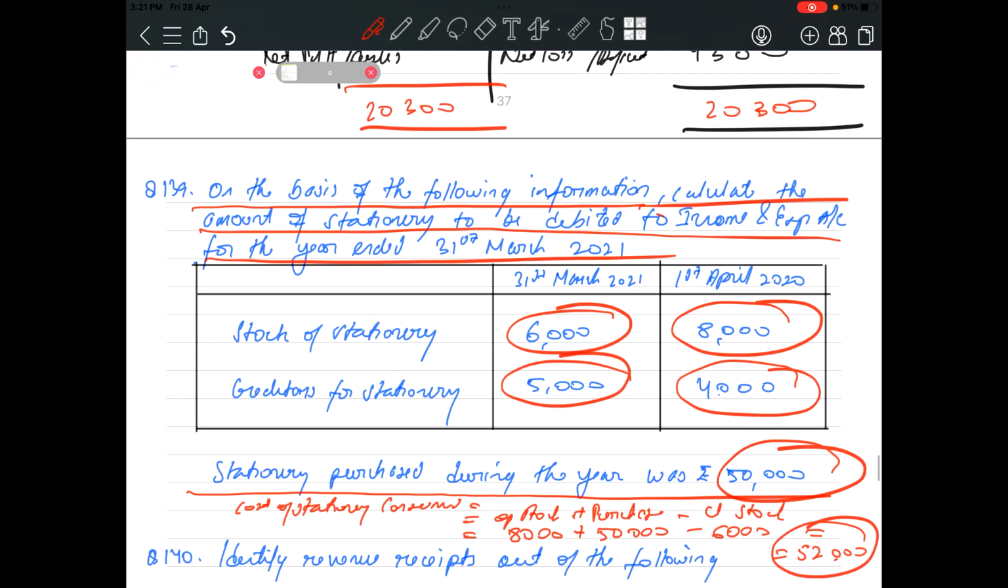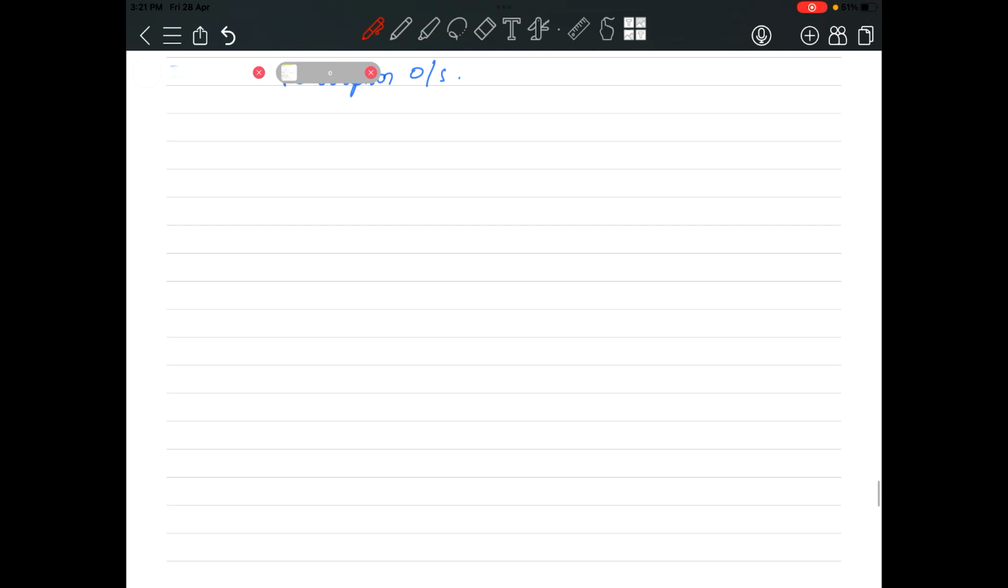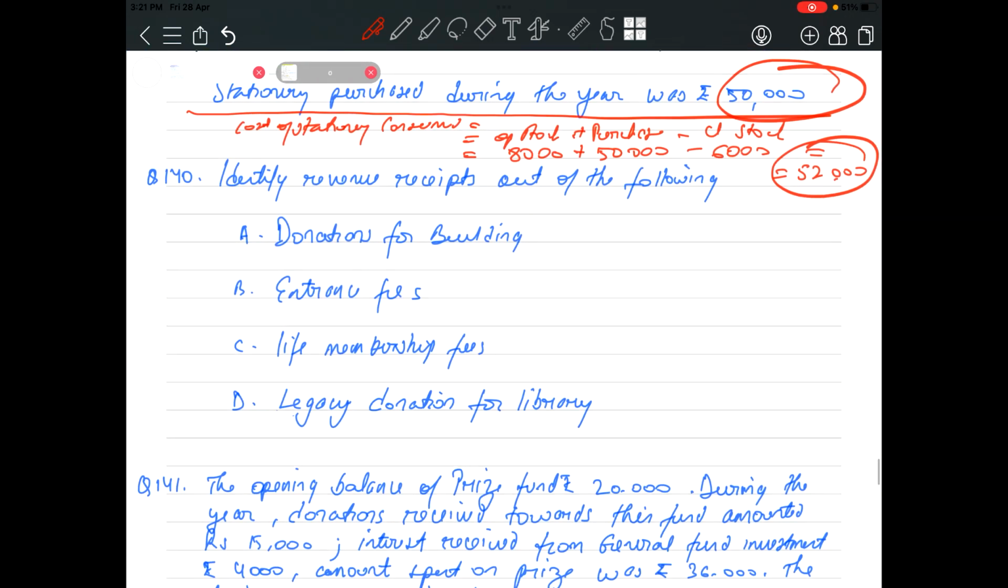Now let's move to question number 140. We are left with 3, 4, 5, 6, 7 questions only. So now let's move to question number 140. What's the question saying? Identify revenue receipts out of the following. We have to identify revenue receipts.